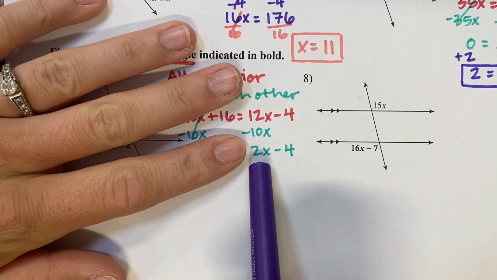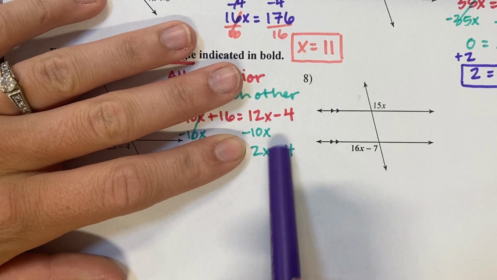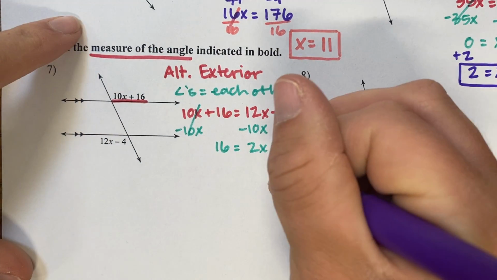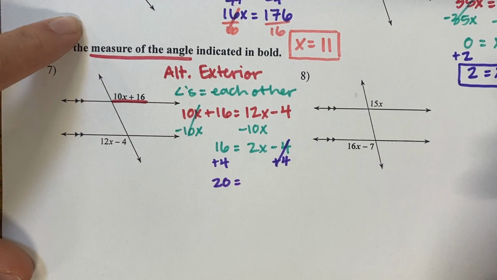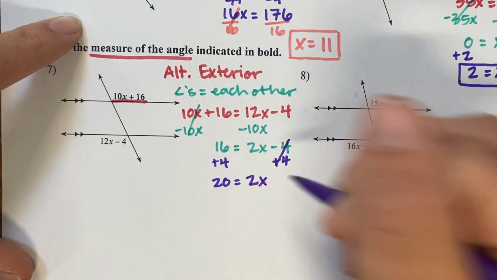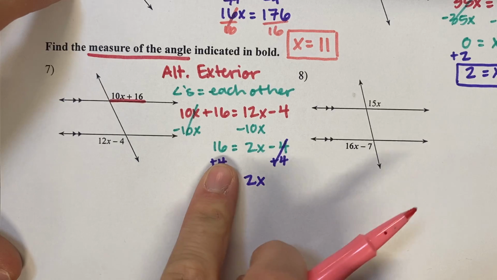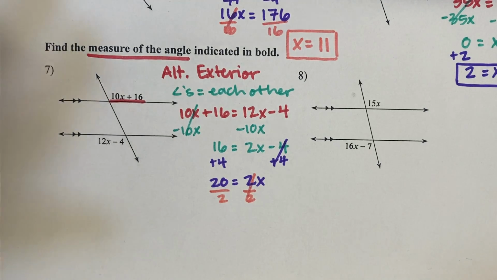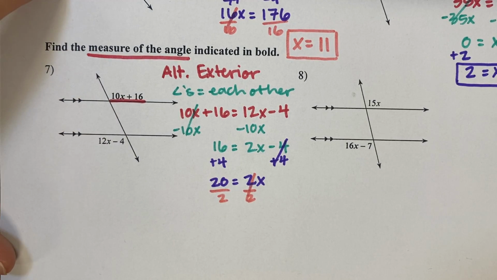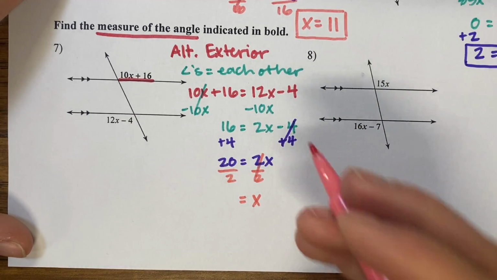Okay, now I look at my side. Which do I need to get rid of first, the times by 2 or the minus 4? Minus 4 is farthest away, so what is the opposite of minus 4? We're going to add 4. So I get 20, 16 plus 4 is 20, equals 2x. And now our last step, what is the opposite of times by 2? We're going to divide by 2. Okay, so I get x is equal to what? 20 divided by 2 is 10.